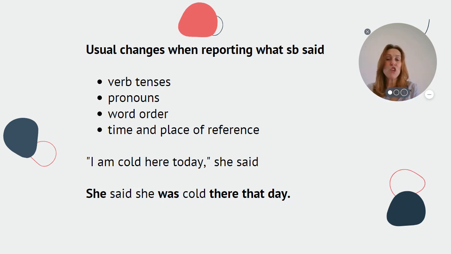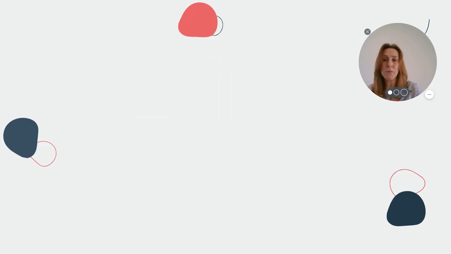For example, today changes to that day, tomorrow to the following day or the next day, yesterday to the day before or the previous day. Then when you use ago, 2 days ago, into 2 days before, now changes to then, here to there, come to go, this to that. So several changes occur, and we will discuss this later on.